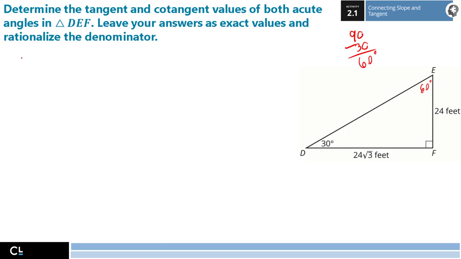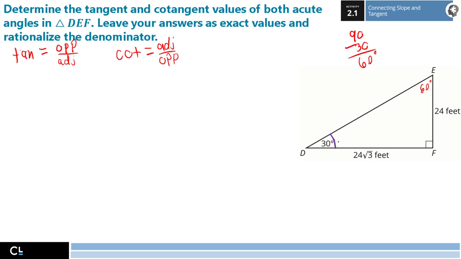Just as a reminder, I'm going to write our little notes here. Tangent is opposite over adjacent, and cotangent is adjacent over opposite. So these are just flipped. Remember, the reciprocals. Just so I have my notes there so I don't have to flip back and forth. Now, let's start. We're going to do purple, and purple is going to be right here. This is going to be my 30-degree angle.